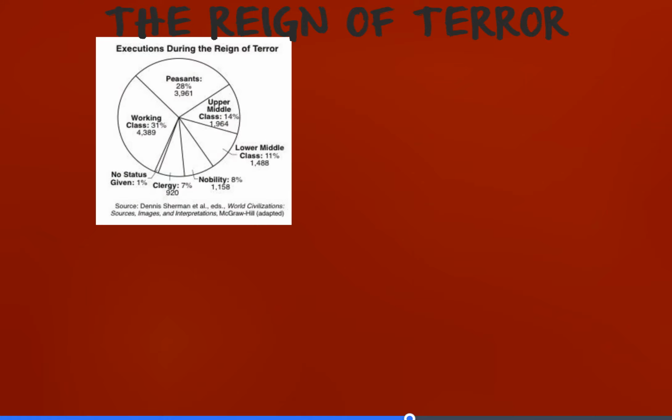Here's a breakdown of the number of people who were executed by the Reign of Terror. And they're all being executed by this machine, the guillotine, which was actually supposed to be a very humane way to execute people. And if we look at this breakdown, we see that a lot of people are coming from the working class and the peasant class, and even a little of the upper middle class as well.